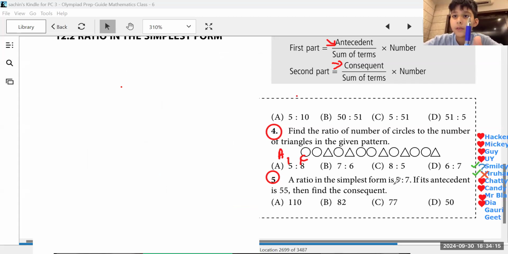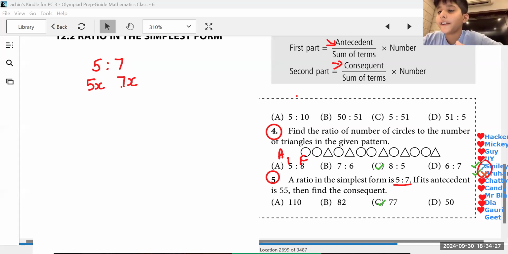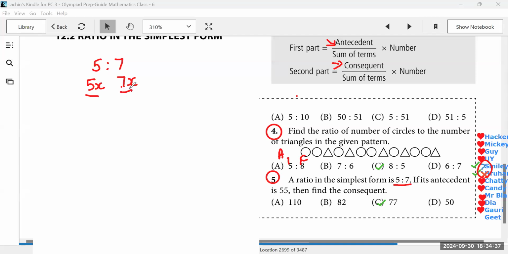The ratio in the simplest form is 5 is to 7. So whenever it is 5 is to 7, you can take them as 5x and 7x. Do you remember, Smiley and Arora? So that's what I did right now. Yes or no? Can you explain again, sir? Beta, whenever you are given a ratio, you can take it as 5x and 7x.